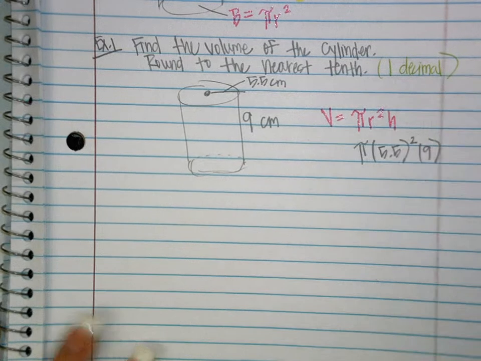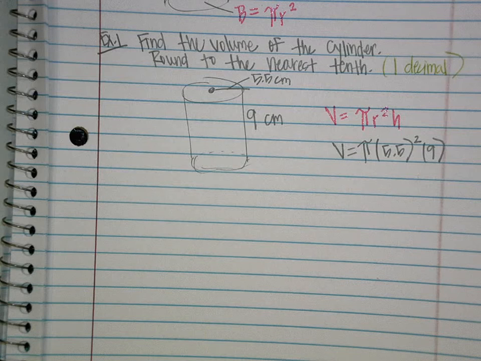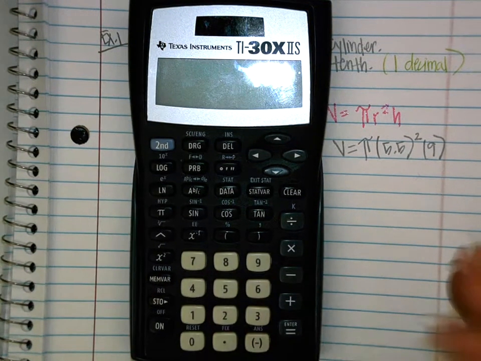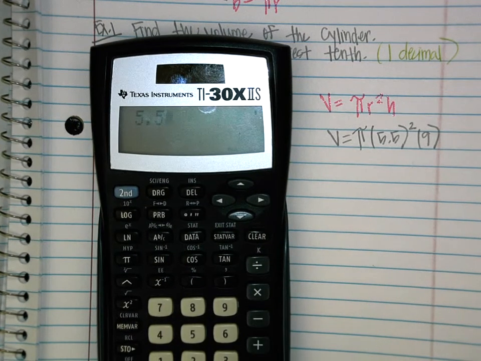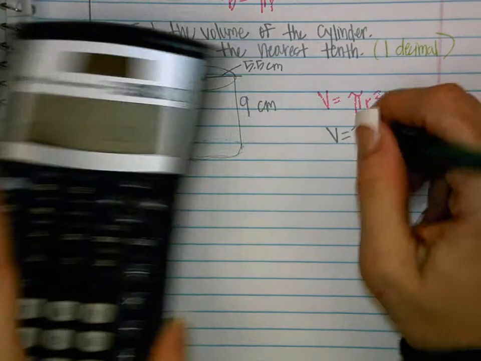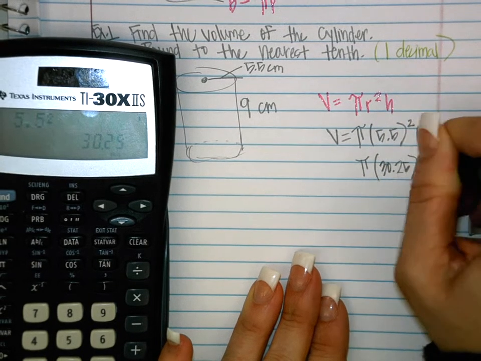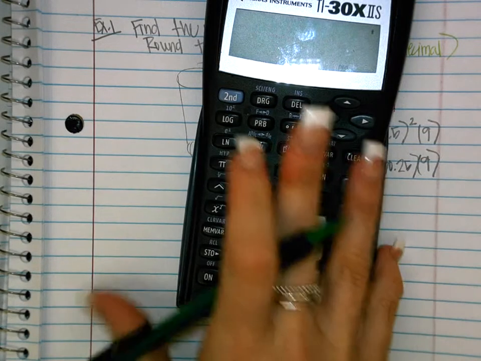Okay, according to order of operations, what should you do first? The exponent. So you actually have to do the 5.5 squared. If you use a calculator, that's fine. Or you could do 5.5 times 5.5. Doesn't really matter if you use a calculator or if you just do it on your paper. But 5.5 squared gives you 30.25. Okay, so it's going to be pi times 30.25 times 9.